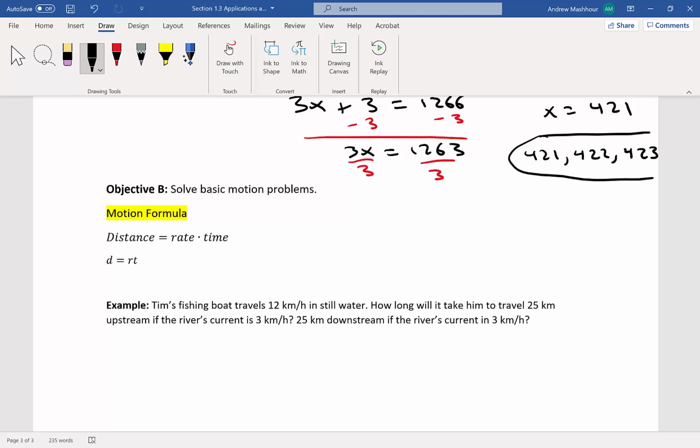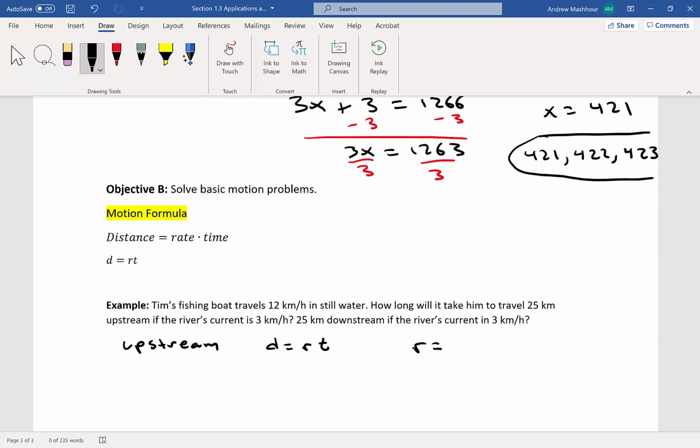Okay, so we have two separate questions here. We have when the boat's going upstream, and then when the boat's going downstream. So we have distance is equal to rate times time. First thing we have to do is figure out the rate of the boat. Now if we're going upstream, what that is indicating is the current is hurting our speed. The current's like pushing against the boat. So we have to account for that for our rate.